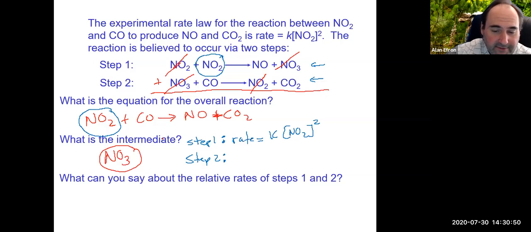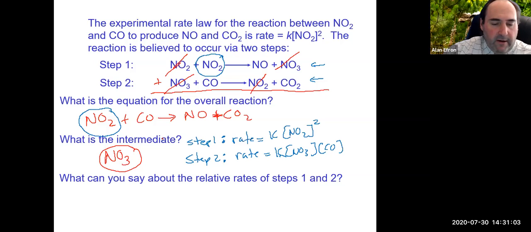Now for step number 2, we could also write a rate law for it. And again, the rate here for step number 2 would be k times NO3 times CO. Okay. So these are our elementary steps and the rate laws associated with these elementary steps. And how is that going to help us determine what is going on in this reaction?